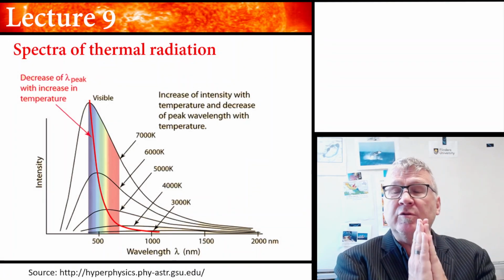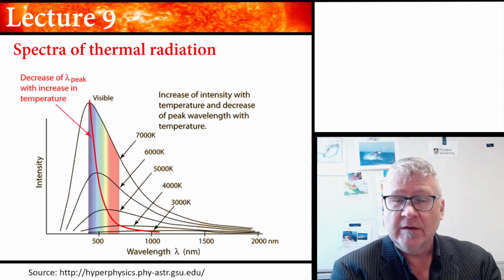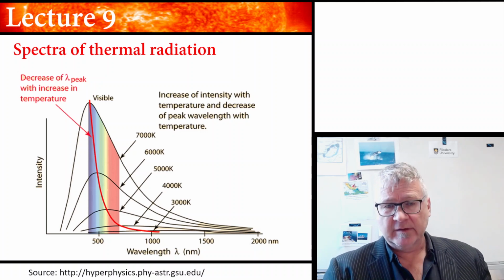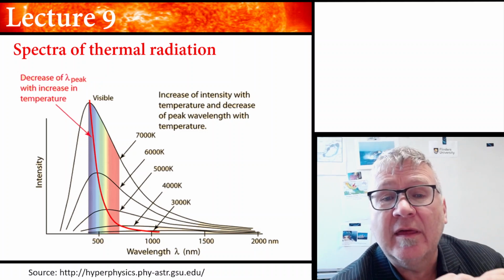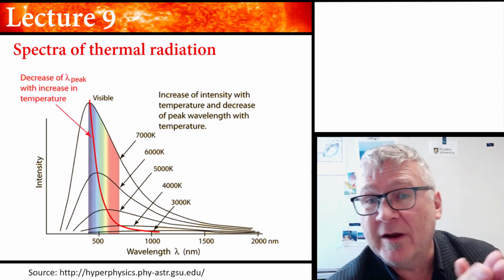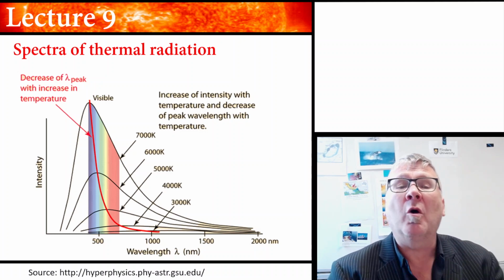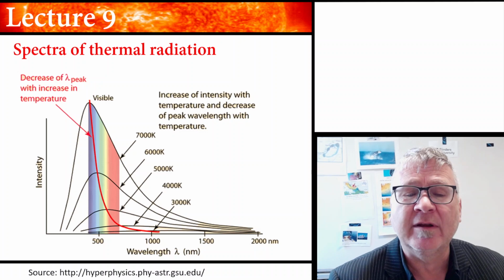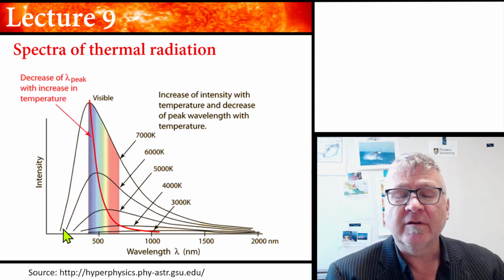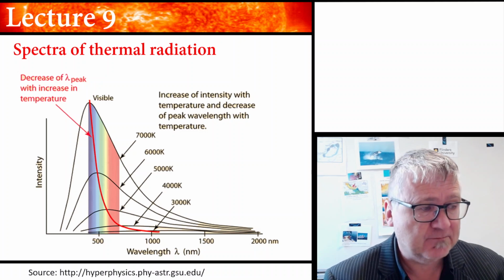Now, in order to understand this effect, we have to go into the details. If you have a surface emitting thermal radiation, it emits the thermal radiation across a range of wavelengths. Not only one wavelength, but a range of wavelengths in something that we call a spectrum of thermal radiation. And this sketch here shows a range of spectra as a function of different temperatures.